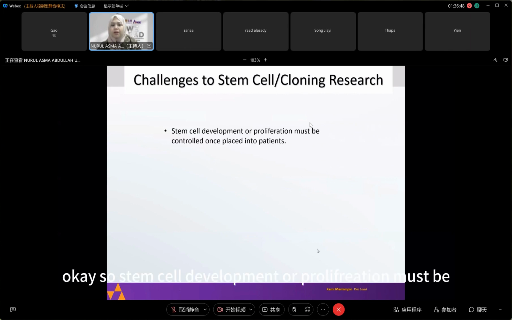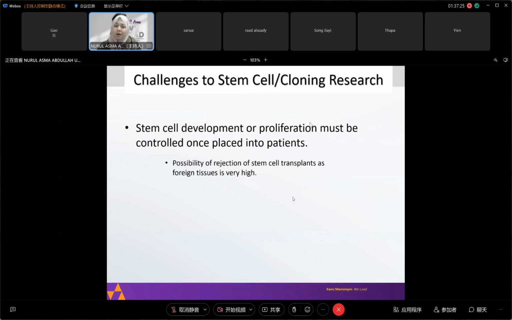Stem cell development or proliferation must be controlled once placed into the patient. As I mentioned just now, once you deliver, you don't know how the cells will behave inside your body. But in certain cases, like if you have osteoarthritis, an injury to your cartilage, and you have to bear the pain, will you ever consider where the cells will go? Definitely you want to opt for treatment. You don't care about how the treatment is done.